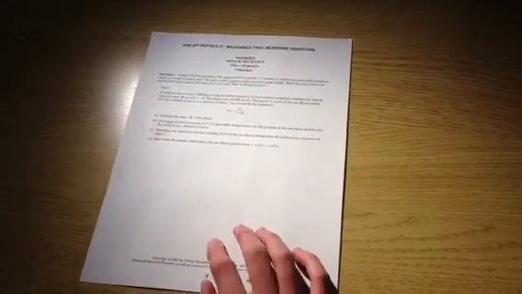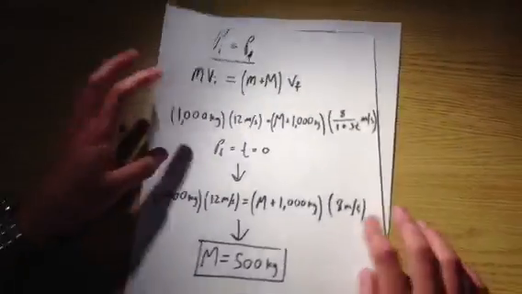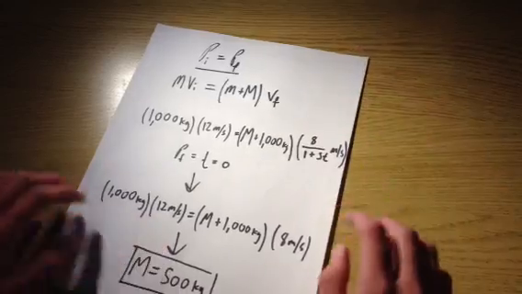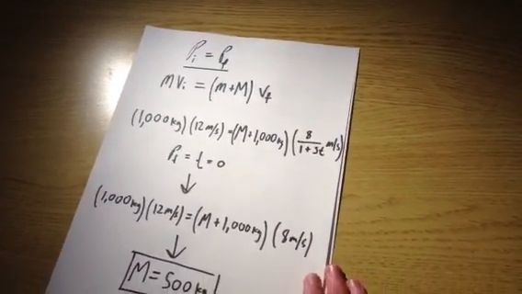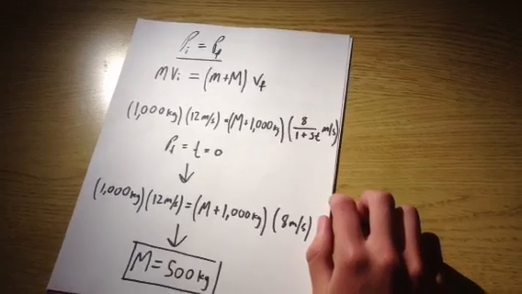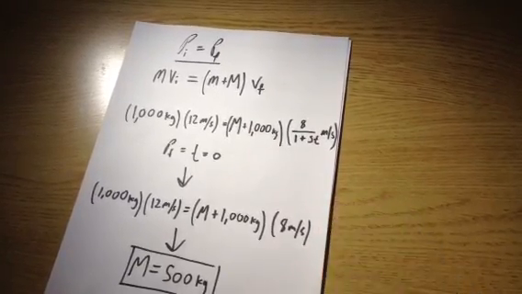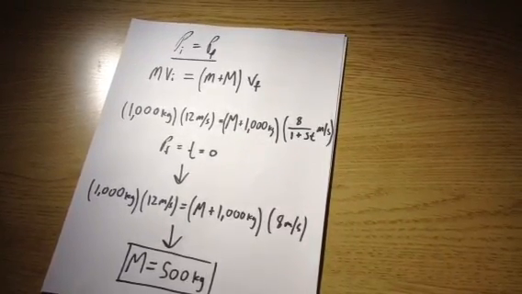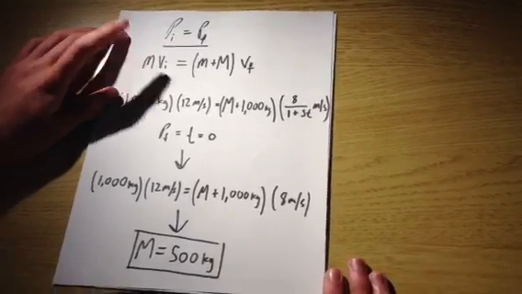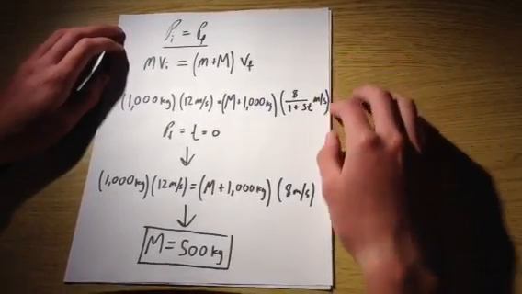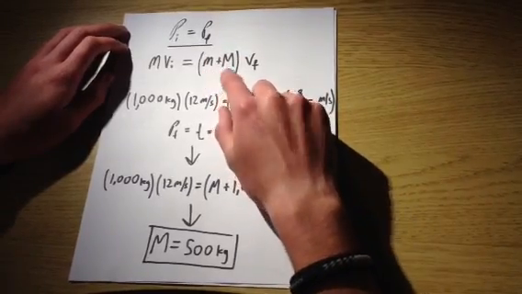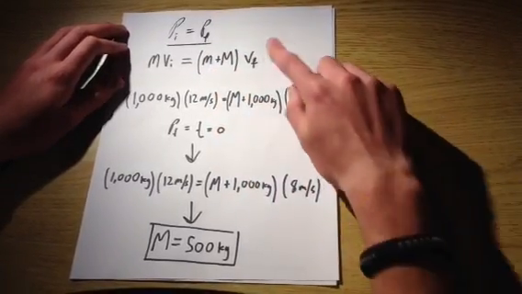So part A, calculate mass m of the object. First we start off saying that the initial momentum is equal to the final momentum. So m v initial equals m plus m times v final: the mass of the car and its initial speed is equal to both masses combined times their final speed.